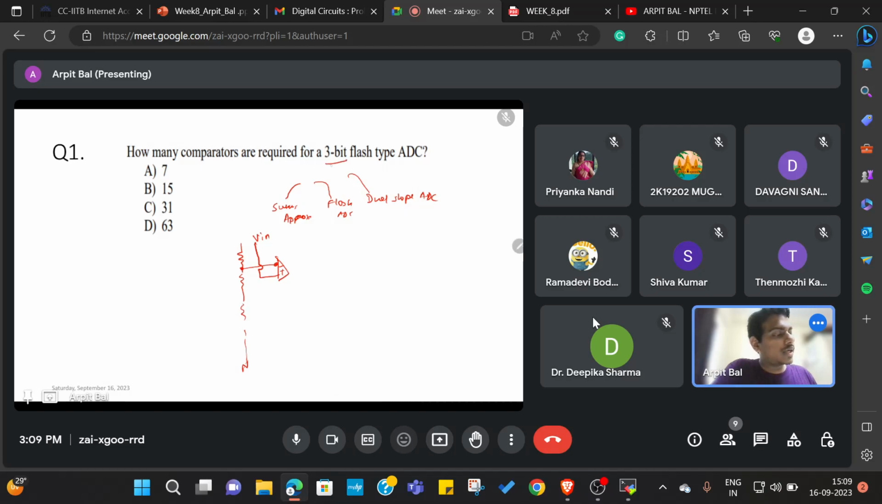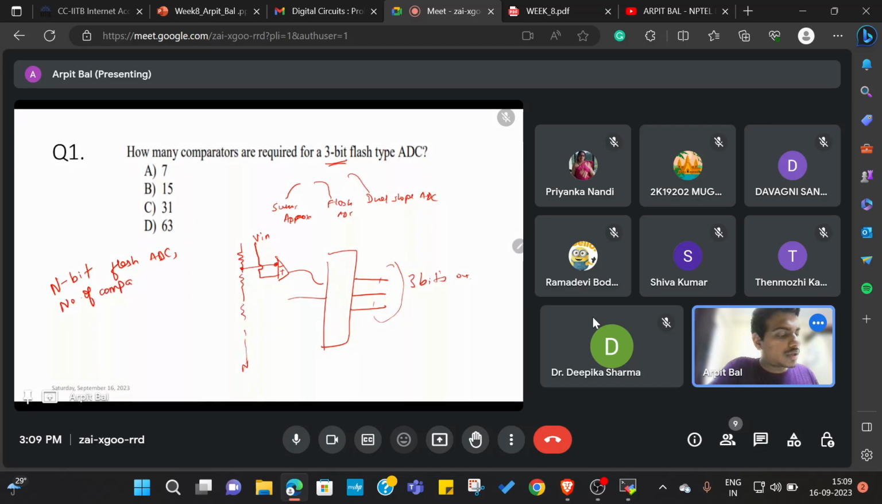So when I say a 3-bit flash type ADC is needed, it means there will be multiple inputs going to an encoder, and that encoder will give you 3 bits as output. This general formula will help you decide how many comparators are needed. Let's say we have an n-bit flash ADC. The number of comparators needed is 2 power n minus 1. Because it is a 3-bit flash, n is equal to 3 in our case. It is 8 minus 1, which is equal to 7. Option A is correct.